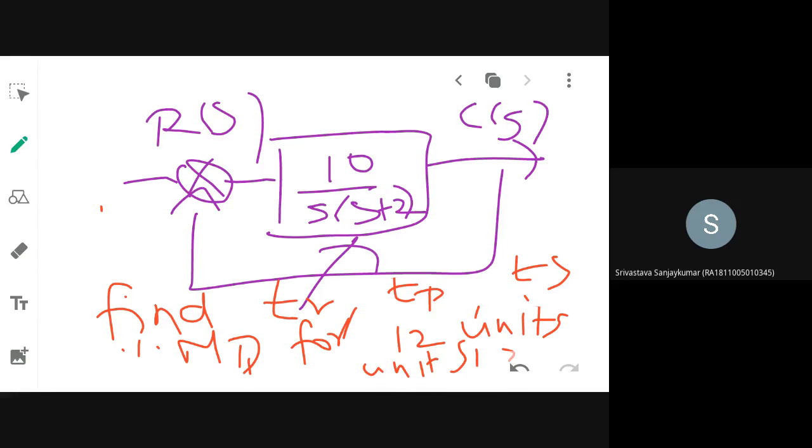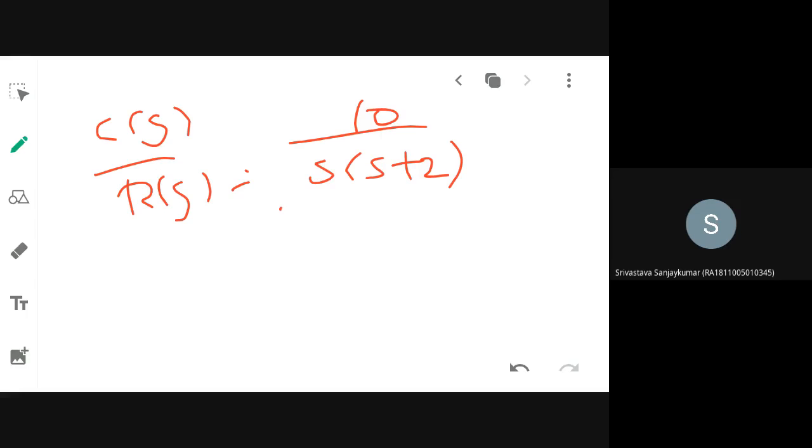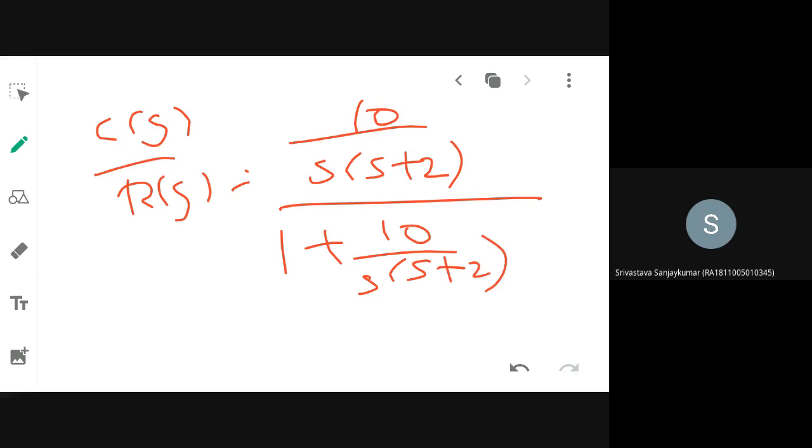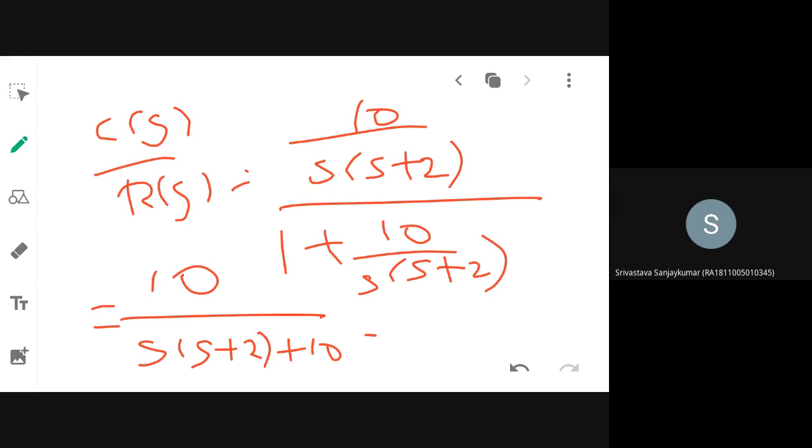Okay. So you know how to reduce a negative feedback system: G of s divided by 1 plus G of s into H of s. Solve for it. So C of s divided by R of s is equal to 10 divided by s into (s plus 2), divided by 1 plus 10 divided by s into (s plus 2). What is the reduced answer that you will be getting? 10 divided by s into (s plus 2) plus 10, which is equivalent to 10 divided by s squared plus 2s plus 10.